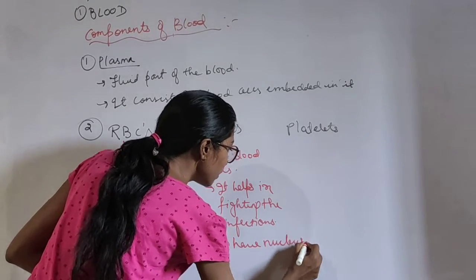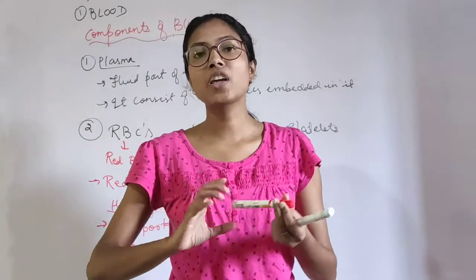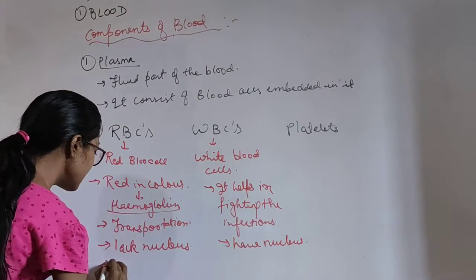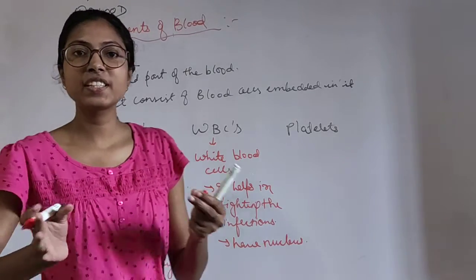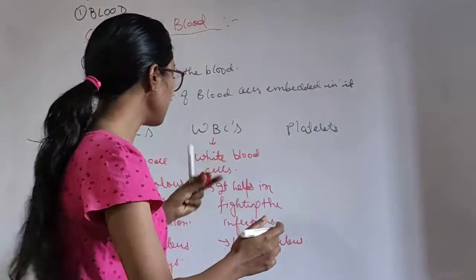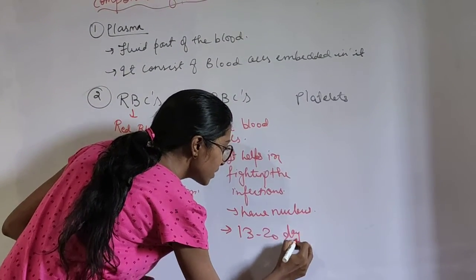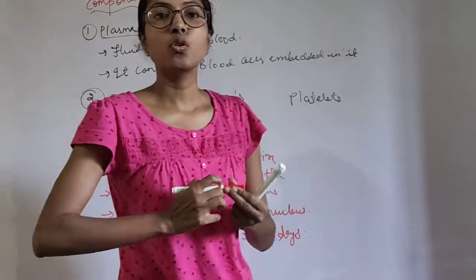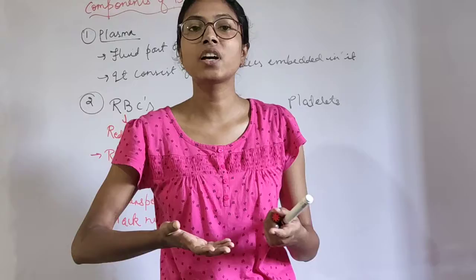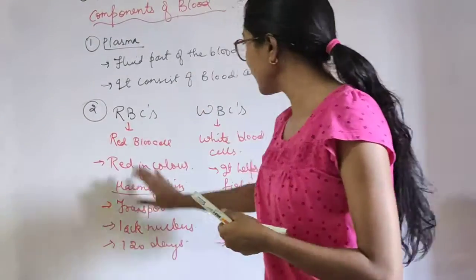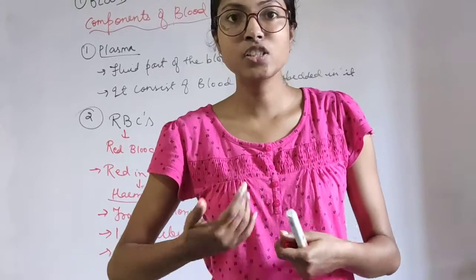So this is the difference you might know, but the lifespan of RBCs is 120 days. Means after 120 days, the RBCs get destroyed, and the WBCs get destroyed after 13 to 20 days. So if you think that when these cells are destroyed, what happens after this? Actually, when these RBCs or WBCs get destroyed, they again get formed.